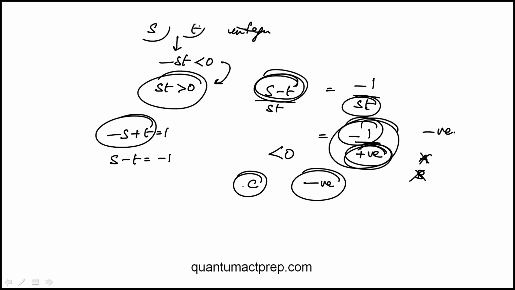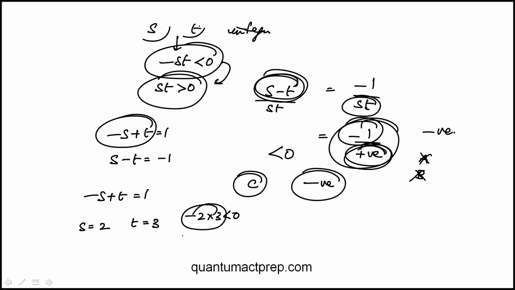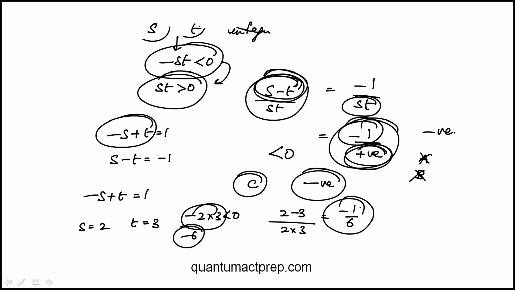If we were trying to do it with numbers, the way you would have to think of it is: s is 2, t is 3. Let's say minus 2 plus 3 is indeed 1. And then is minus 2 times 3 less than 0? Minus 6, yes it is. And then you plug it back in, s minus t, 2 minus 3 over 2 times 3. That becomes minus 1/6. So that eliminates a, b immediately, and also d, and then you'll get our answer again.